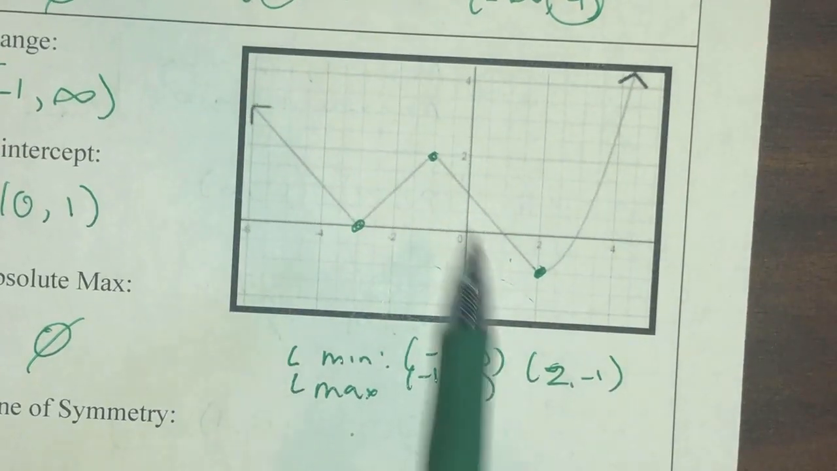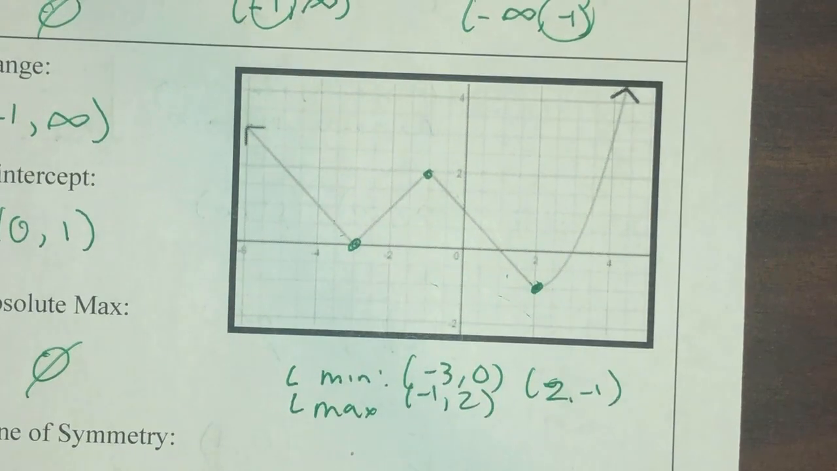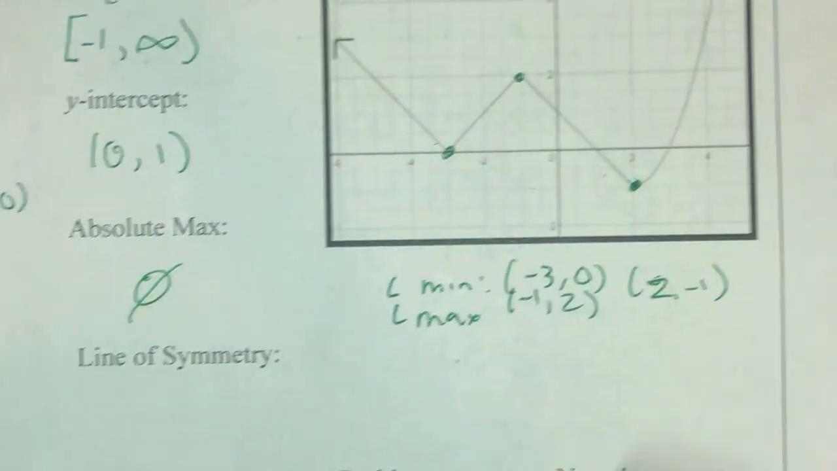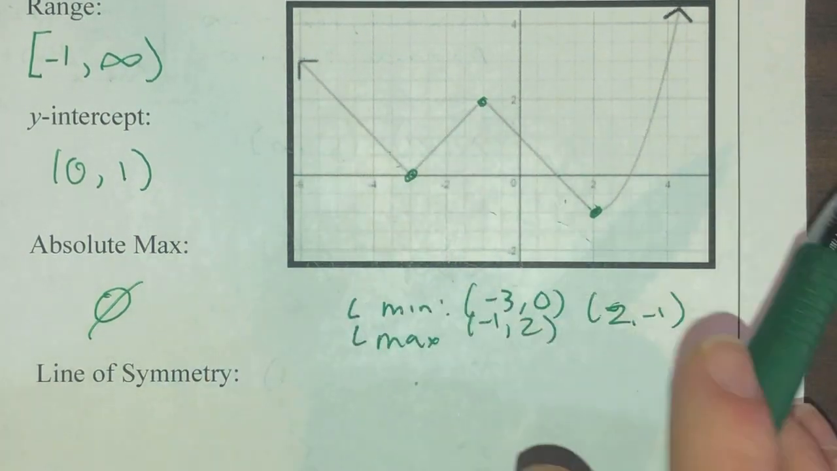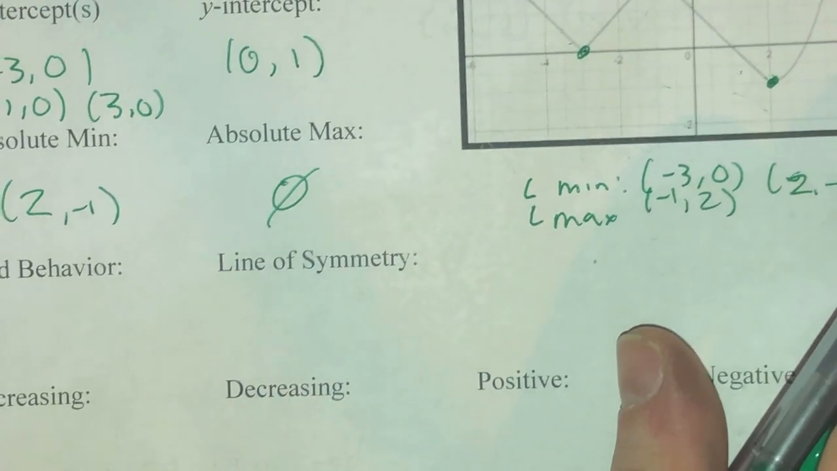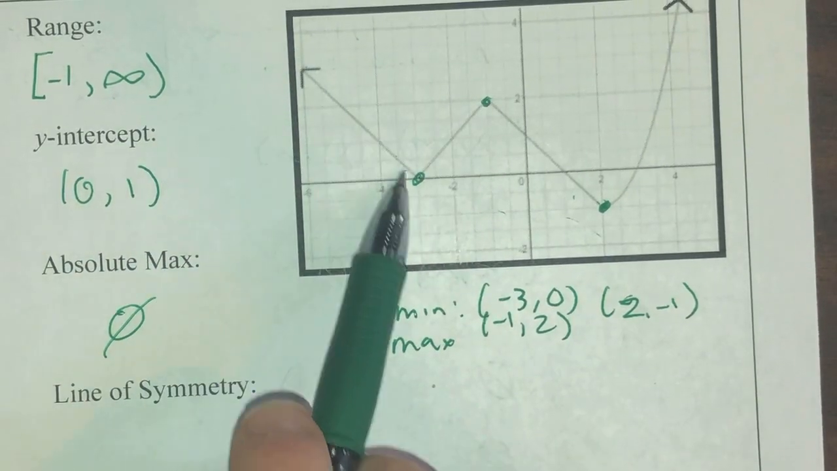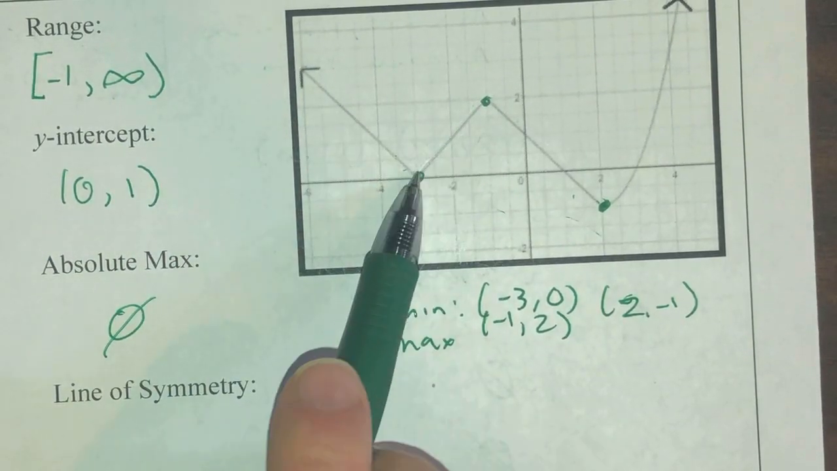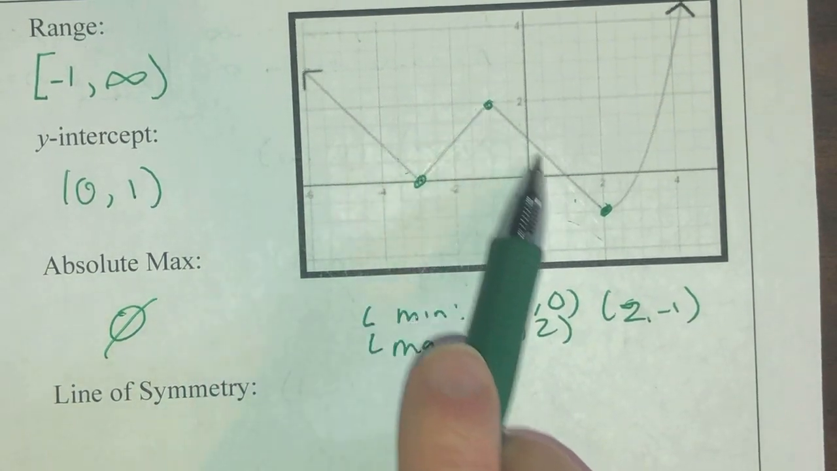Okay, I just wanted to add that because it's a place where it goes up, up, up, up, down, down, down. So anywhere where the increasing flips to decreasing is a local max. Anywhere where the decreasing flips to increasing is a local min. Or rather, decreasing to increasing, local min. Increasing to decreasing, local max. So local min, local max, local min.